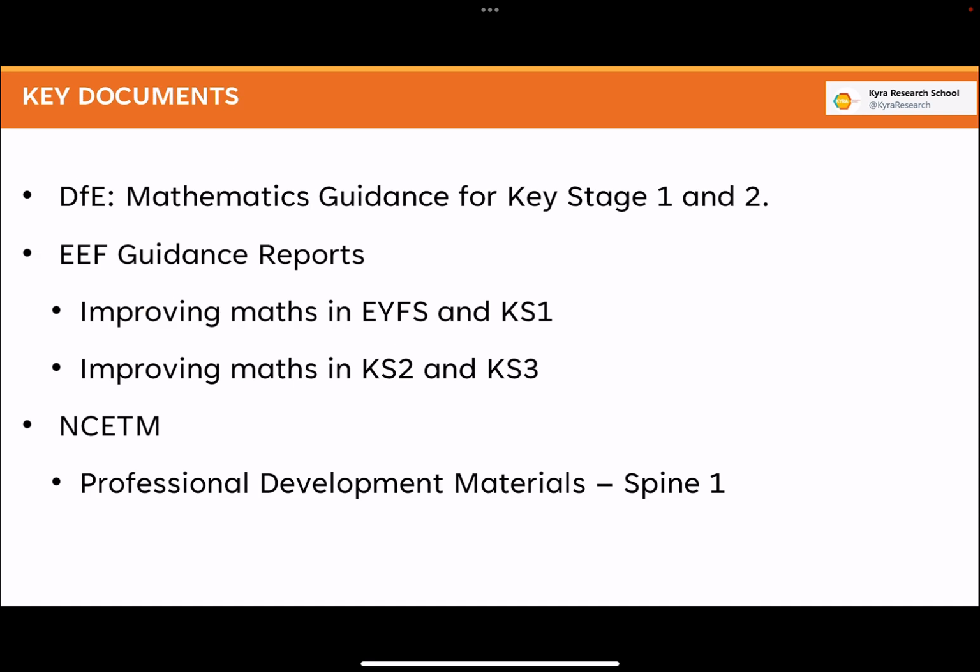Okay, so just before we start, just to pinpoint a few key documents that a lot of the things in this PowerPoint have come from. So first of all, the DFE document, which looks at maths guidance for Key Stage 1 and 2. So this contains the ready to progress criteria, as well as a number of example assessment questions, and we'll be looking at a few of those throughout the session as well. As always, we'll look at the EEF guidance reports, particularly I've stuck with the Key Stage 1 one for this point, looking at recommendations 3 and 4, but we are linked to the Key Stage 2 maths guidance report as well. And finally, you'll notice a lot of materials in here come from the professional development materials, particularly the first spine, which is around number, addition, subtraction, multiplication, and those types of areas.